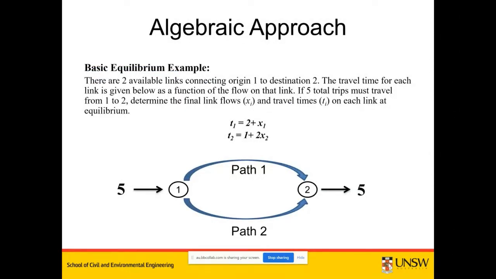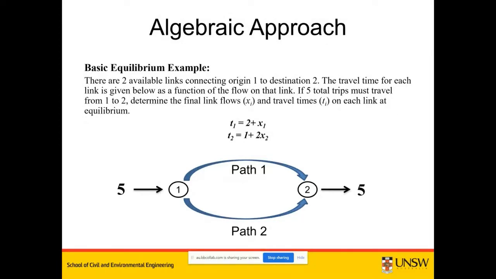The next approach in solving a user equilibrium problem is called the algebraic approach, where we try to set a number of simultaneous equations satisfying the equilibrium principles, and then we try to solve those simultaneous equations. So let's have a look at this example where we have two available links or paths, path 1 and path 2, connecting origin 1 and destination 2. The travel time for each link is given.